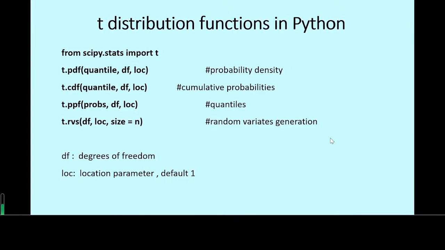So in Python, we use the module scipy.stats to import the t module. Then from the t module, there are 4 functions: pdf for the probability density, cdf for the cumulative probabilities, ppf for the quantiles, and rvs for random number generation. Here the df parameter means degrees of freedom, and loc is for the location parameter. The default is 0 here.